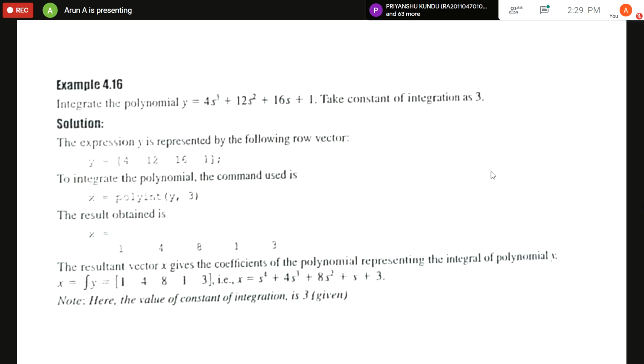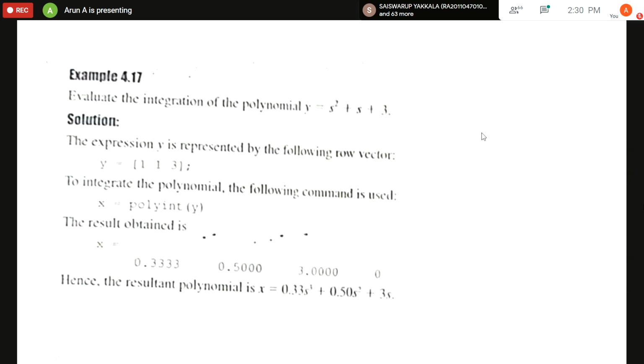So once the constant of integration is taken as 3, this will be evaluated for integration. Okay, again this MATLAB part comes. So when you integrate this, what they mean to do is s power 4 plus 4s cubed plus 8s squared plus s plus 3. Here the value of the constant of integration is 3. So they clearly tell that, so this is one thing about integration.